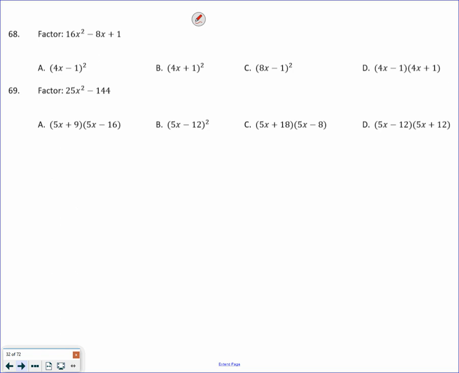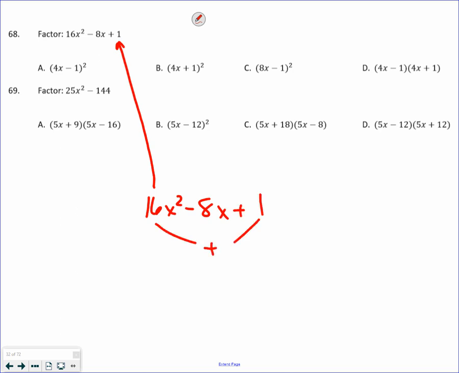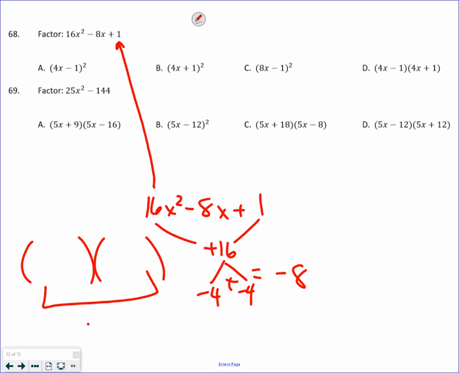More factoring questions, all right? Now, this is a special factoring, but again, most of you are just going to factor this like normal. You multiply the outside two numbers together and get 16. Factors of 16 that would get you negative 8 are negative 4 and negative 4. Now, first times first must equal the first term, last times last. So I'm looking for 4x minus 1, quantity squared.